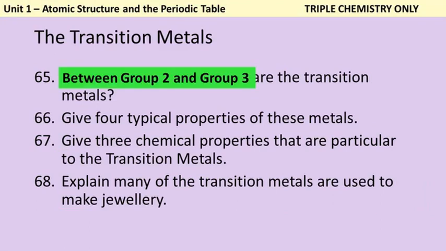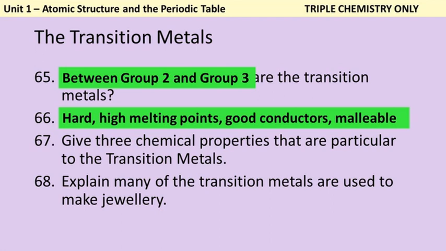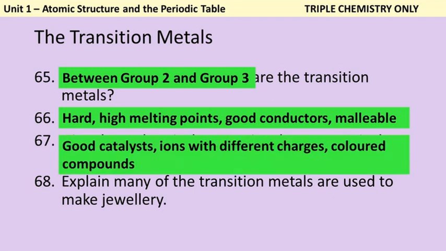The transition metals are found in that central block between group 2 and group 3 of the periodic table. They're hard, they have high melting and boiling points, so they're solids at room temperature. They're good conductors of heat and electricity, and also they're malleable, which means that they can be bent or hammered into shape. Transition metals make really good catalysts. They form ions with different charges, so for instance, copper can make a 2+ ion, but it can also make an ion with a single positive charge.